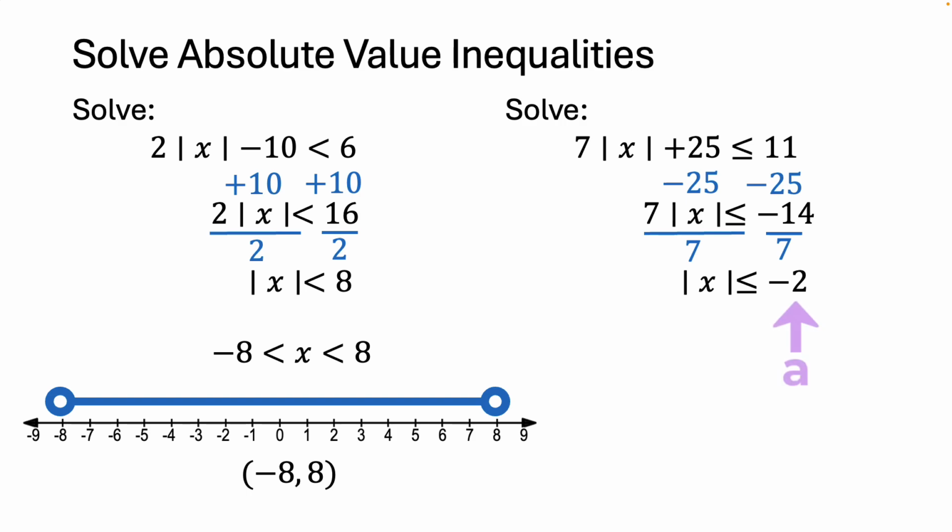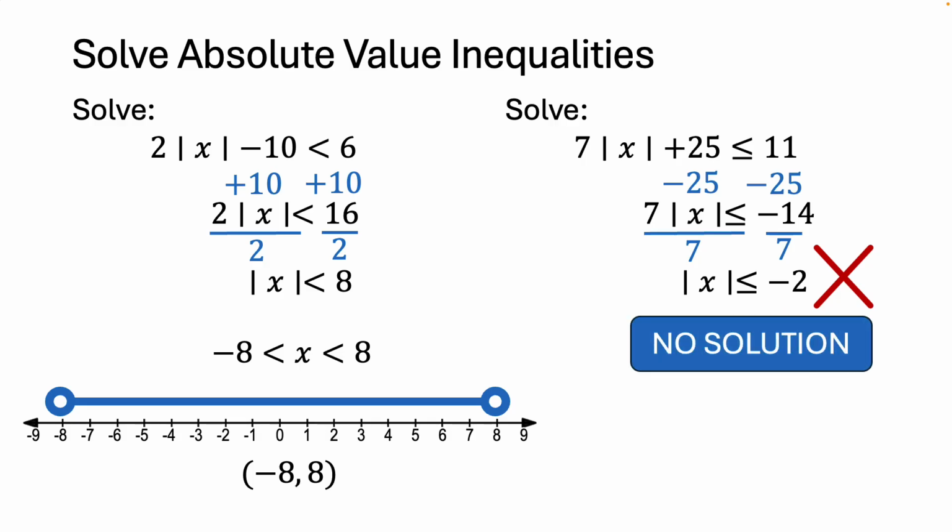In this case, we have absolute value of x is less than or equal to a negative number. Since this is impossible because absolute value can never be negative, this inequality has no solution.